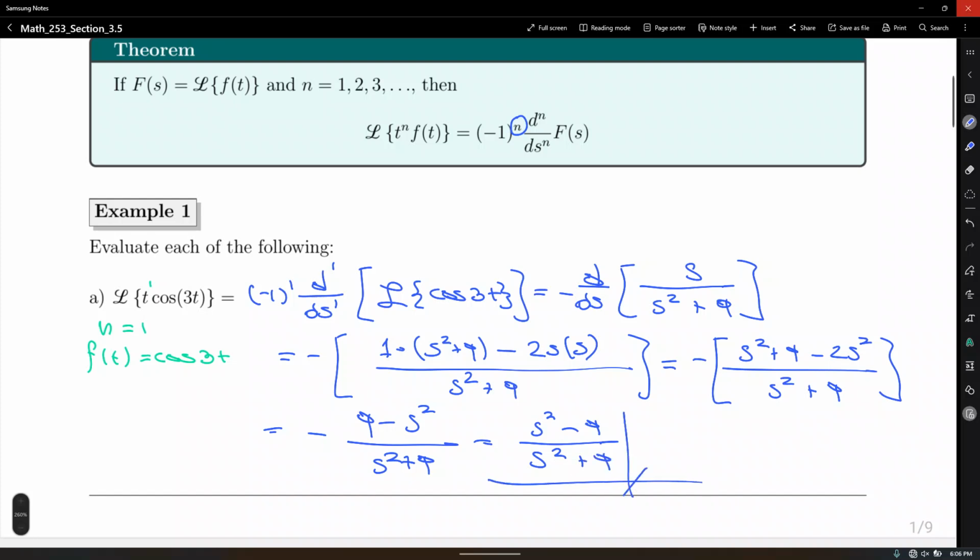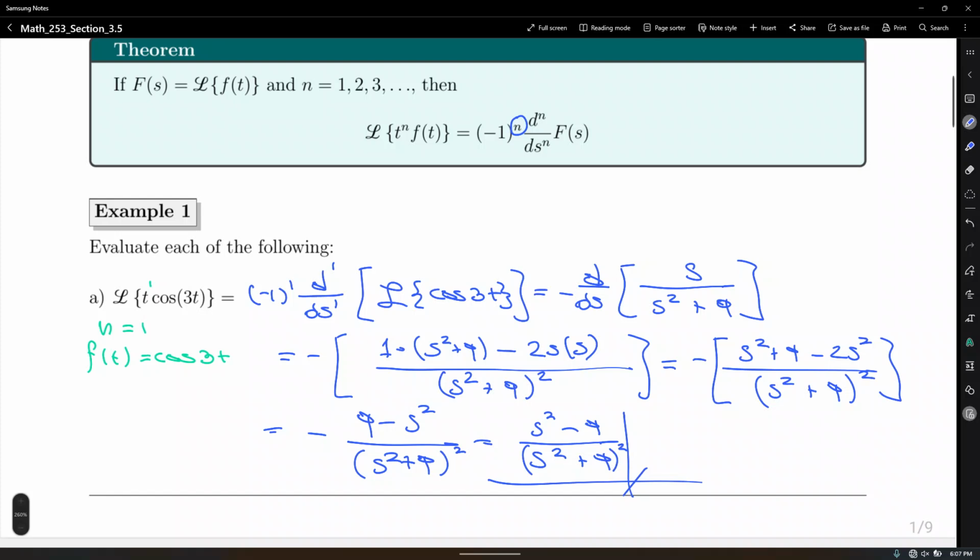Yes, you're right. I forgot to square the denominator. Thank you. Yes, squared. That's what I had in my notes, but I didn't see it. Thank you. All right, so that's one example.